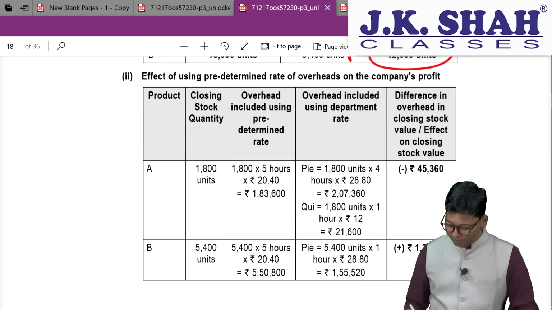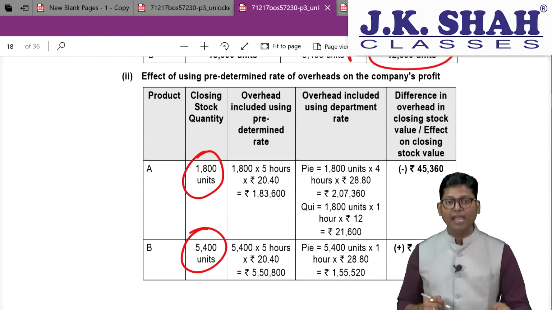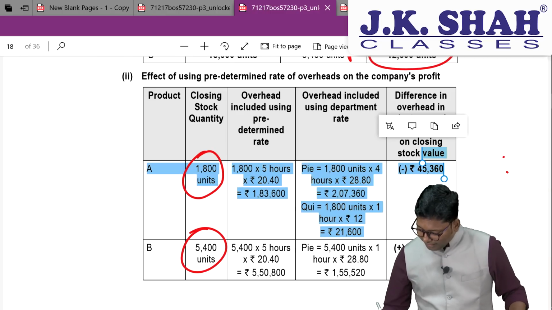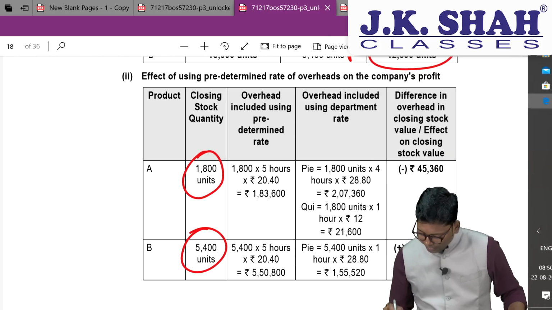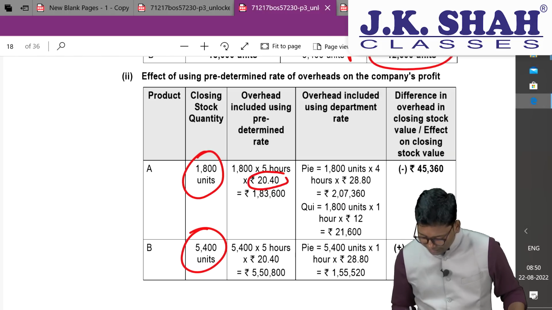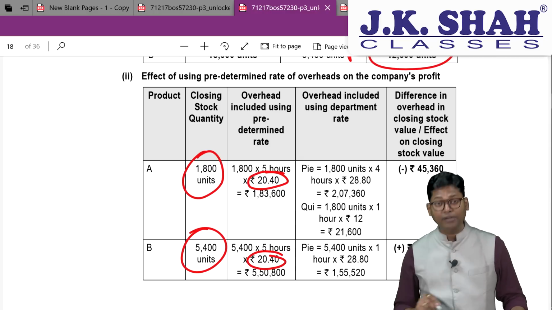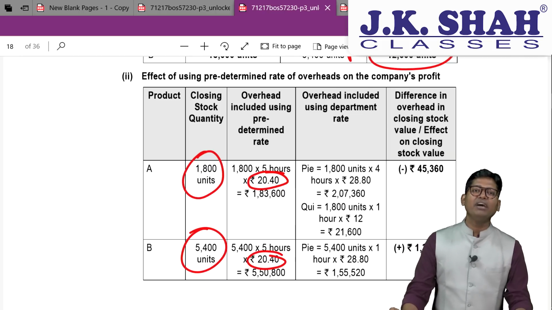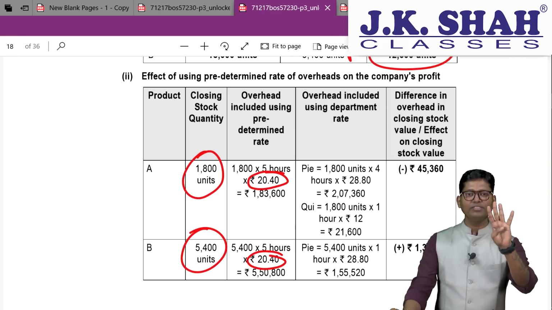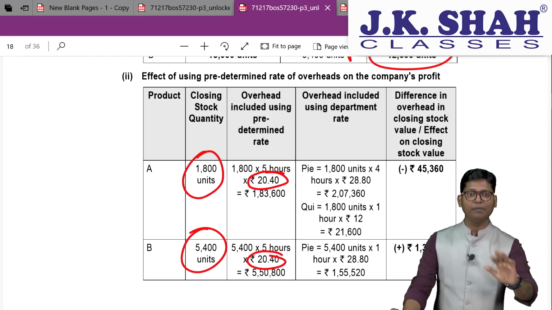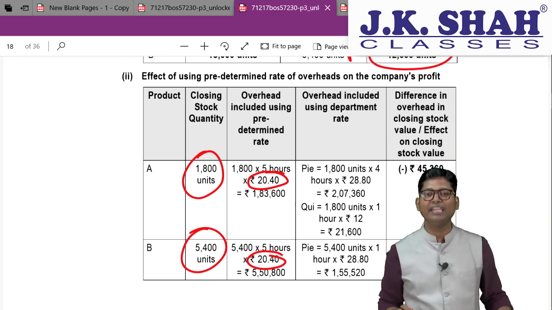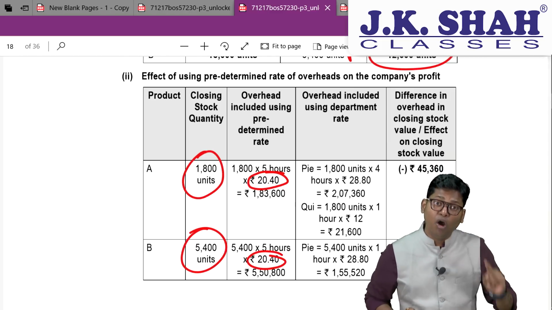Now, please look at the effect calculation. It is very simple. Here is the closing stock of A and closing stock of B recorded, correct? Now, there are two rates available. According to our calculation, the company's rate is 20.40. So, this many units multiplied by 5 hours. Sir, how are 5 hours computed? 4 hours in the first department and 1 hour in the second department for the first product, and for the second product, 1 hour in the first department and 4 hours in the second department. Total 5 hours we are spending on each unit.